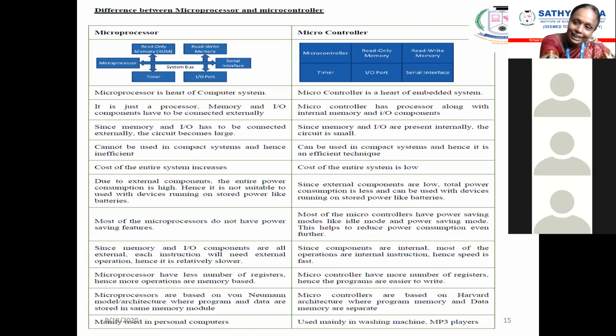So we will see in detail when we enter into the microcontroller. Now I am going to tell only the difference. So having more registers, the program is very easy for us to write. Okay, so that is the next difference.